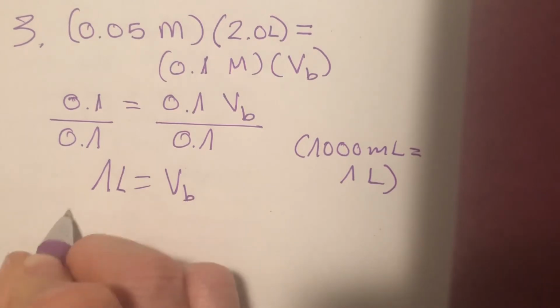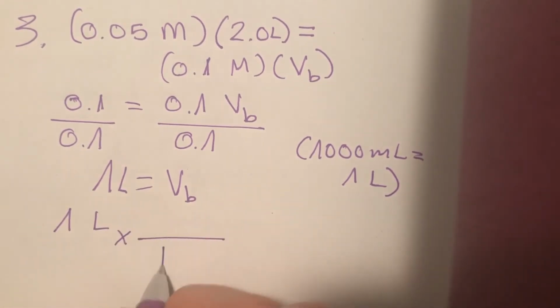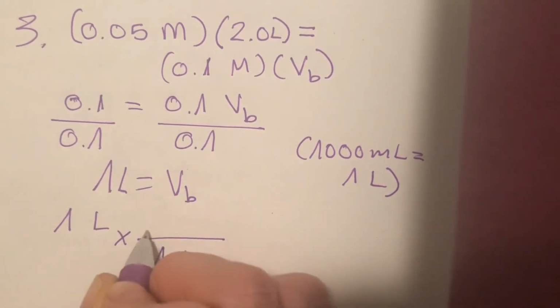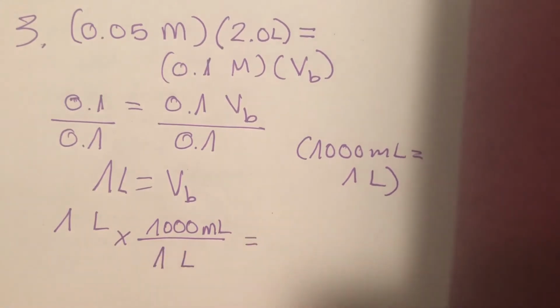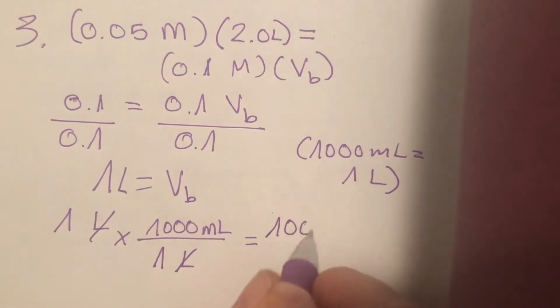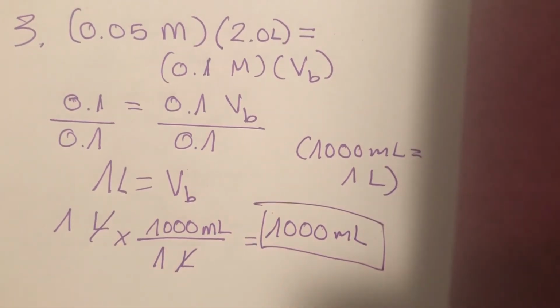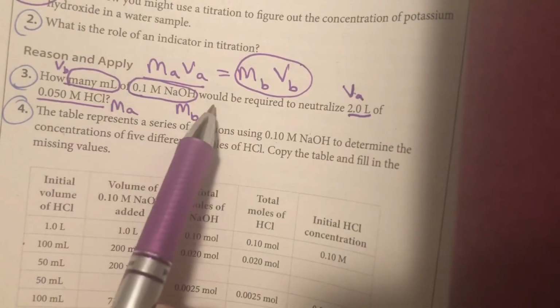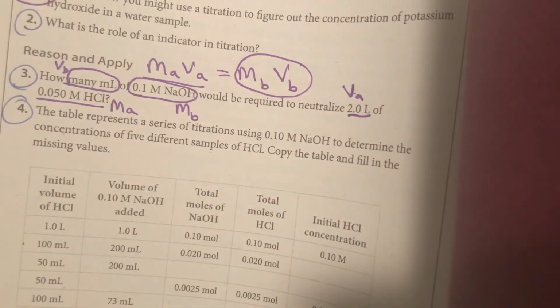So if I have 1 liter, the long way to do it is I would put 1 liter on the bottom, 1,000 milliliters on top, 1 times 1,000. Then you probably have this through, our liters can cancel, and so our answer would be 1,000 milliliters. So that's how many milliliters I would need in order to neutralize 2.0 liters of 0.05 molar HCl.